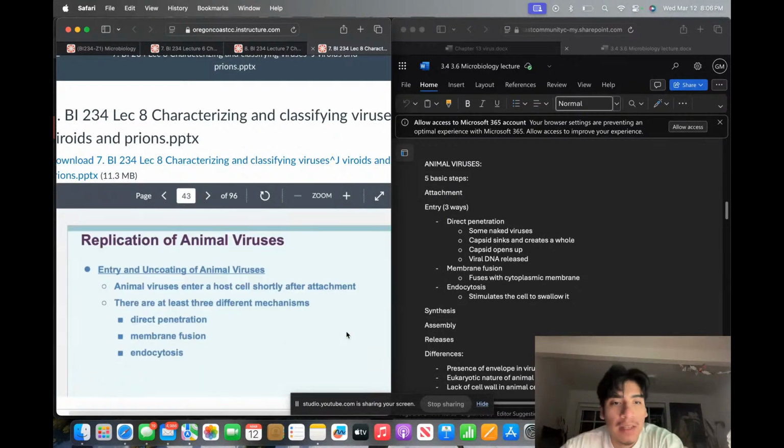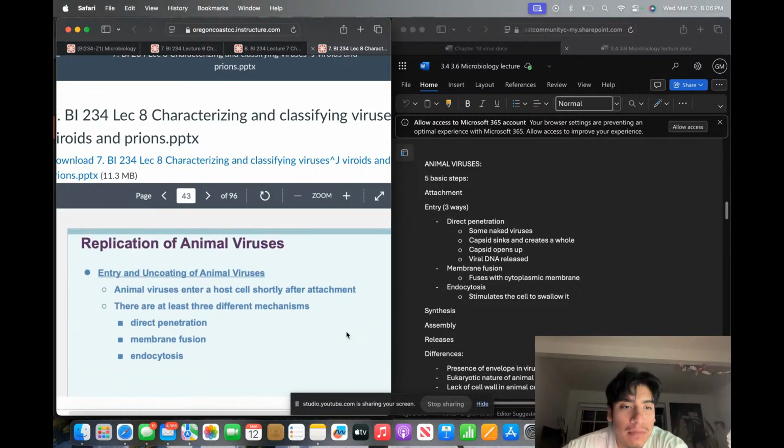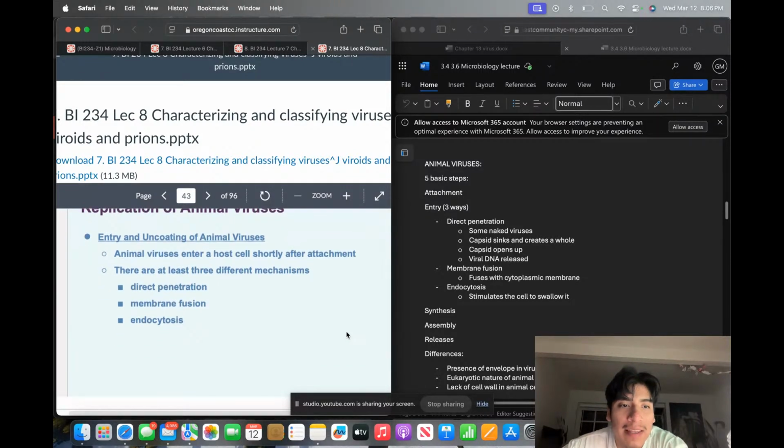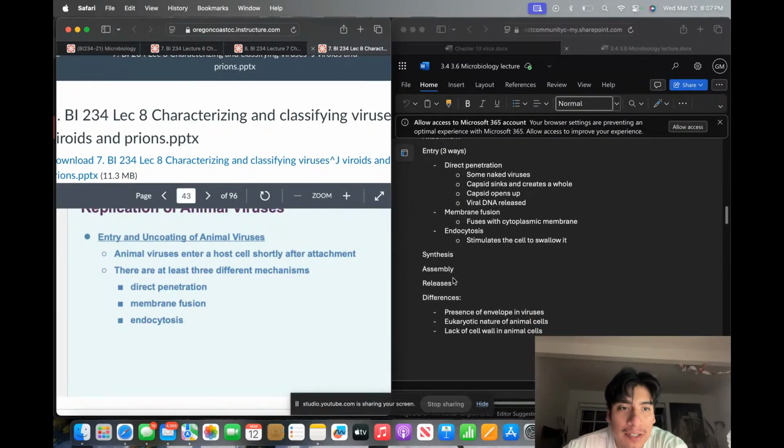All right. Replication of animal viruses. Entry and uncoating of animal viruses. Animal viruses enter host cells shortly after attachment. There are at least 3 different mechanisms by which animal viruses penetrate. All right. So first of all, it's direct penetration, which is where the capsid sinks in and creates a hole, and then the capsid opens up, and then the DNA is released.